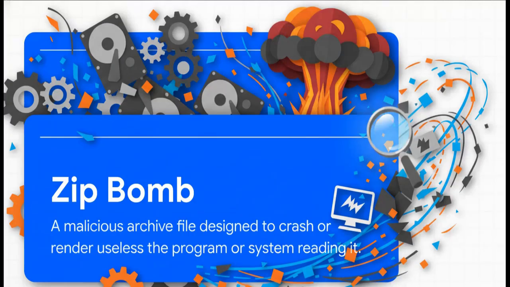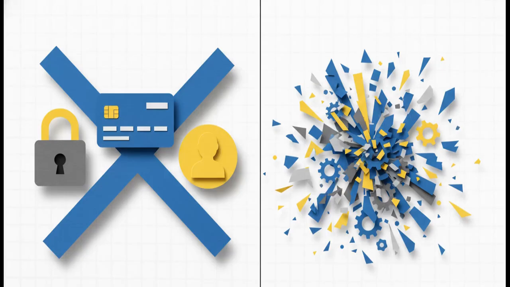So what exactly is it? Well, technically it's a malicious archive file, but it only has one single destructive job: to make whatever program or system tries to read it completely crash and burn. Now, this is what makes it so interesting. Unlike pretty much all the other malware you hear about, a zip bomb isn't trying to swipe your passwords or your credit card info. Nope. Its goal is way simpler and honestly a lot more chaotic. It just wants to cause pure, unfiltered digital mayhem.